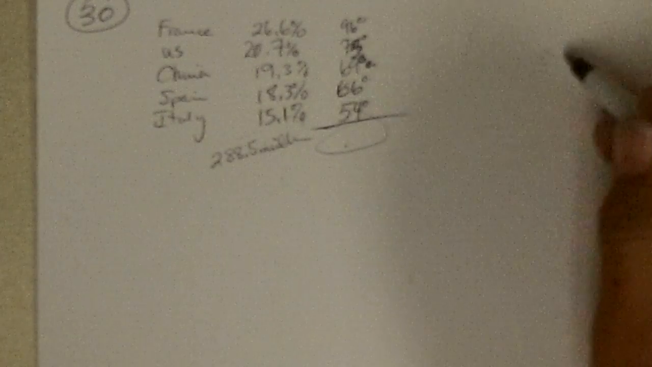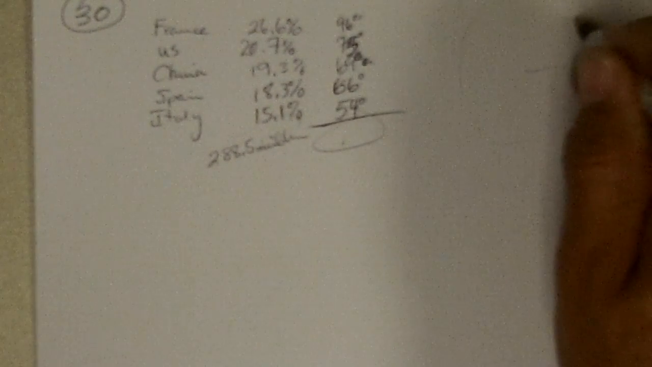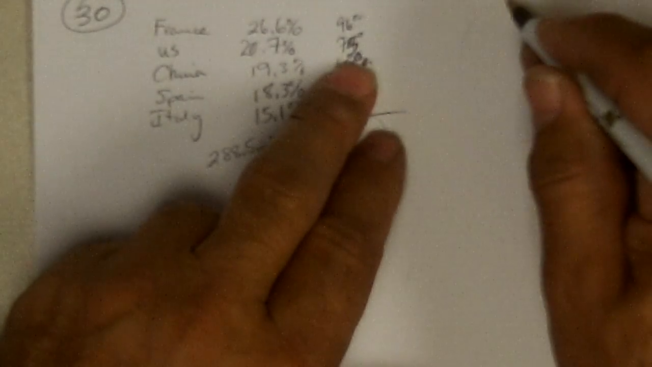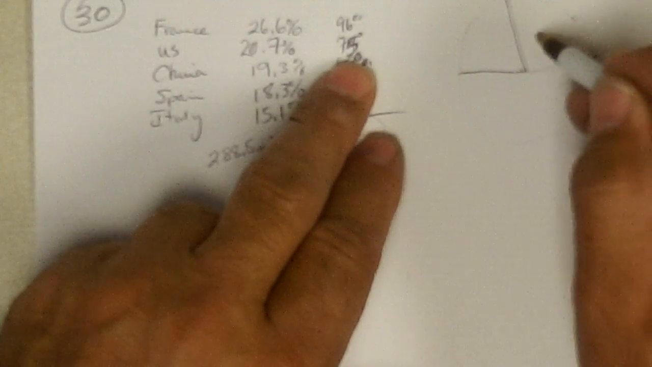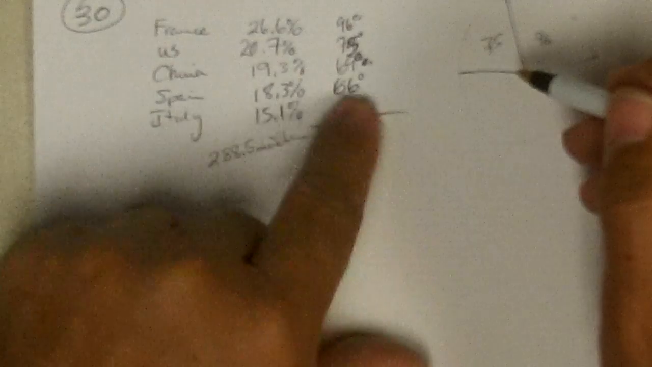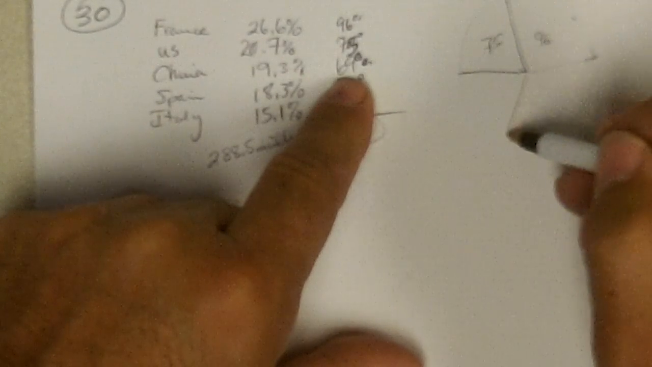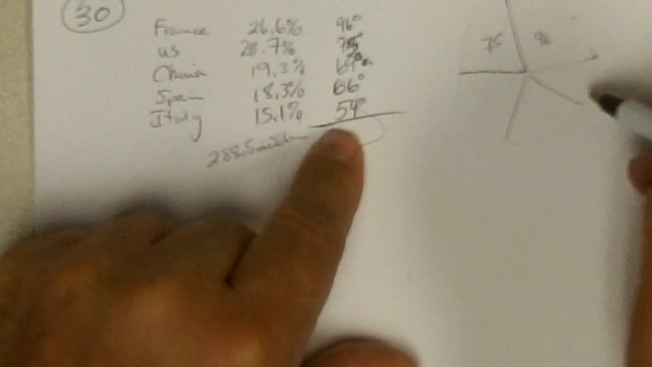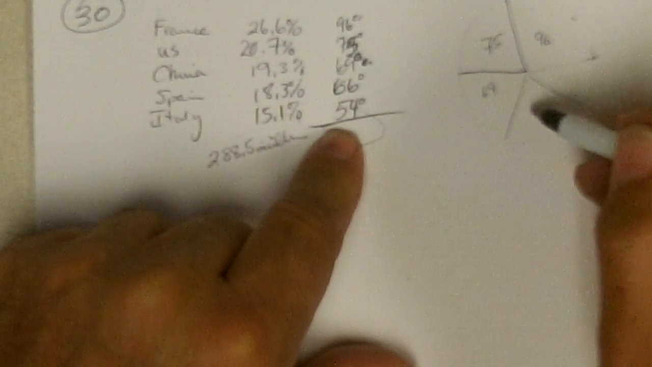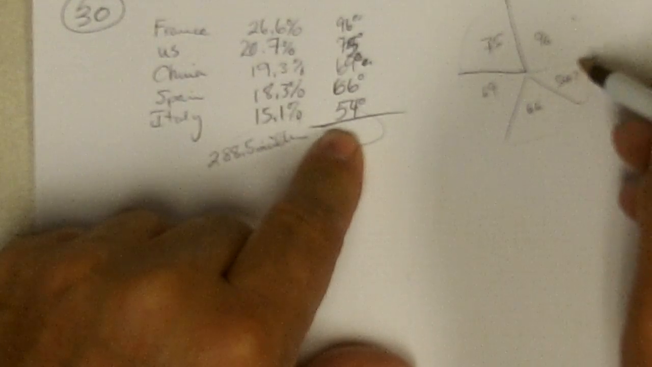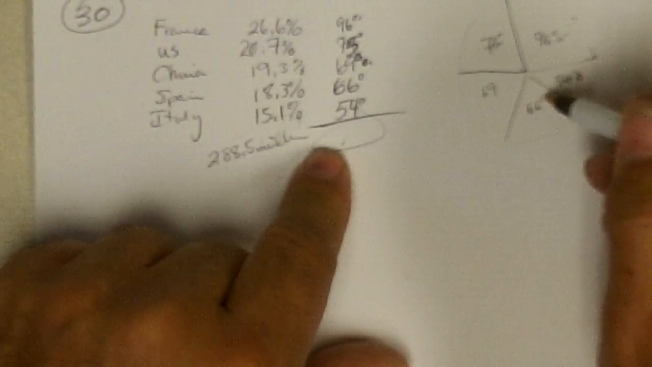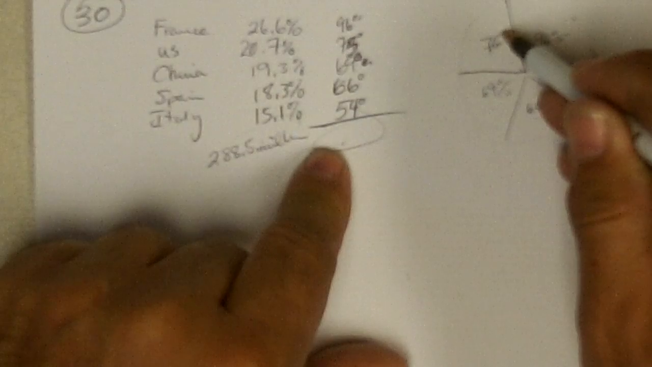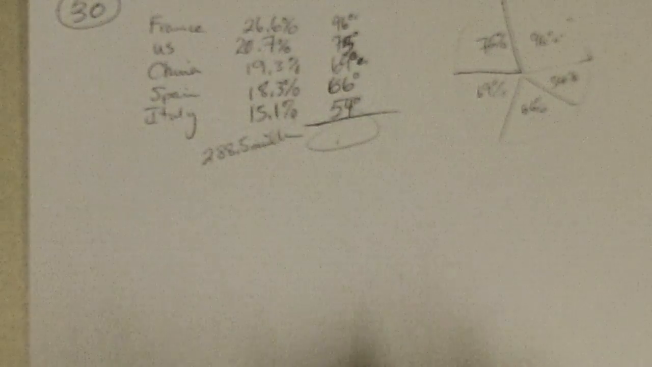And so then you'd make your pie chart. You'd set your protractor out there, make your circle, and starting at 0, measure 96 degrees for one of them, then 75, which doesn't get you all the way around. Then a 69, it's about that much, and then about 66, and then a 54. Each one of those would be a percent, and this would be France, US, China, Spain, and Italy, if you went in that order around it. Okay? That's 30.